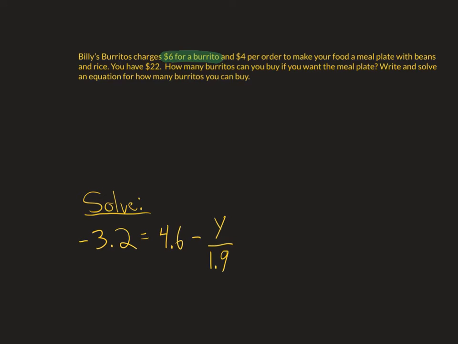Okay, the other part of this is that they've got a one-time charge, $4 per order to make your food a meal plate. Okay, so that's per order. That's just going to be charged at one time. That's a classic way you'll see a 1 or 2 step setup. And then this is the important information. We have $22.